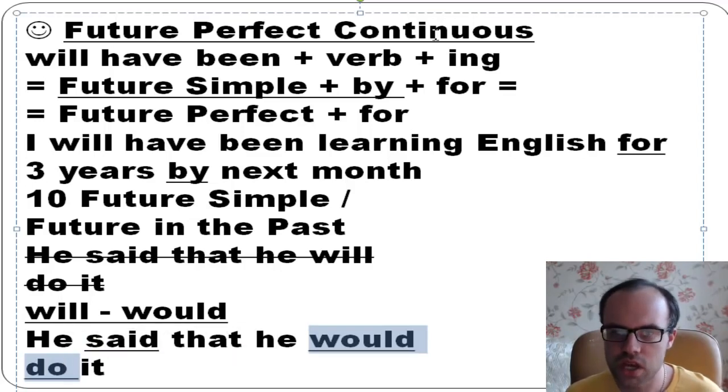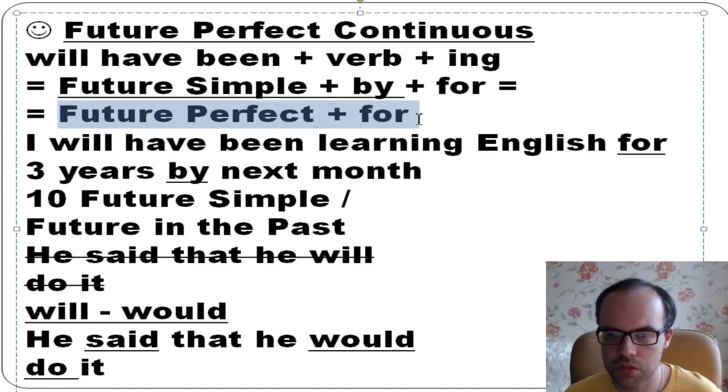Okay, so you see that future perfect continuous is will have been plus verb plus ing, or in other words, it's future simple plus by and for. And what is future simple plus by? It's future perfect, or it's future perfect plus for. You see, and you can look at the following example.